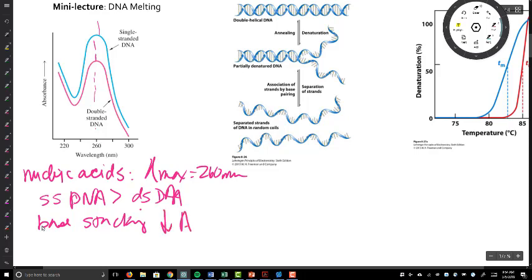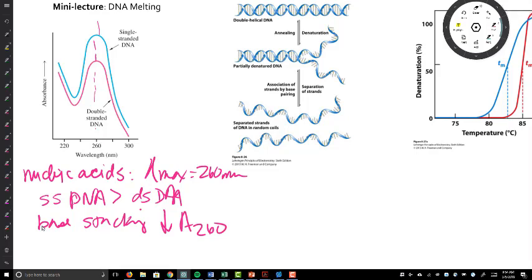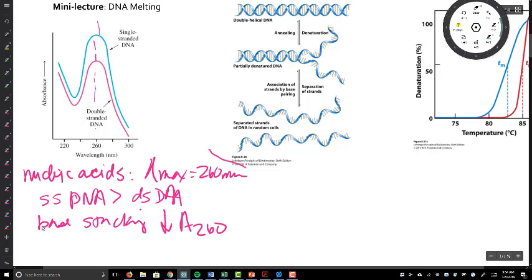All right, so the chemical and structural difference between single-stranded DNA and double-stranded DNA leads it to have different chemical properties. And we can see that when we look at its absorbance. And you have to take that into account when you're quantifying DNA.